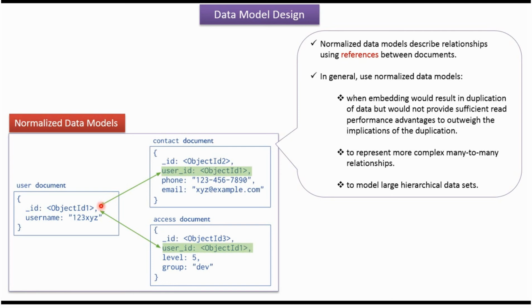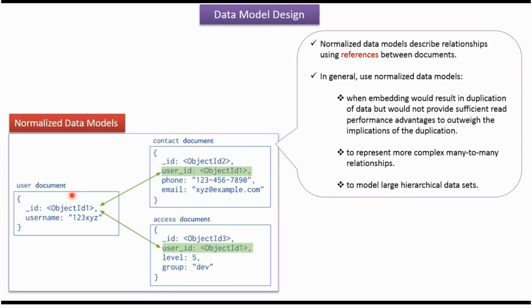So this way we can know for this username, this is the contact information. And here you can see the access document, and it will be in the access collection, and it has underscore ID, which is the primary key, and level and group, and user underscore ID, which is the reference from the user document. So this way we will know for this username, this is the corresponding access information.